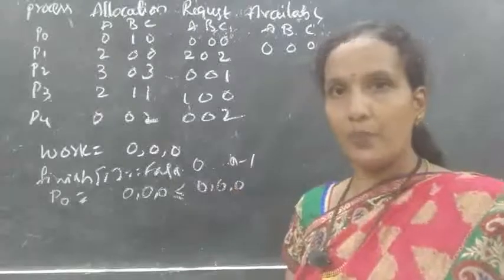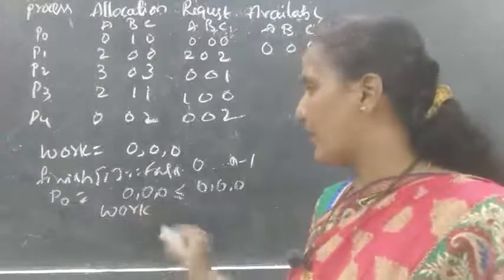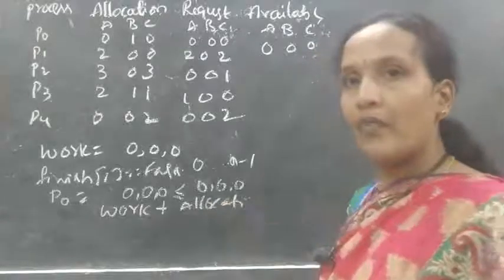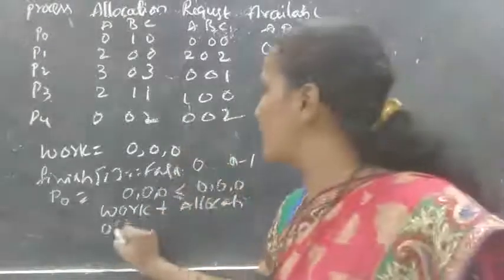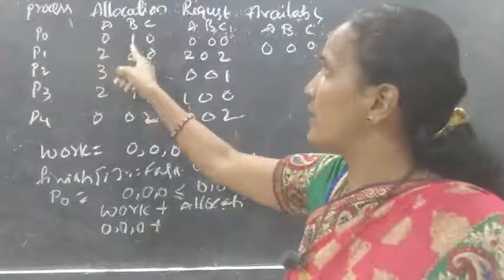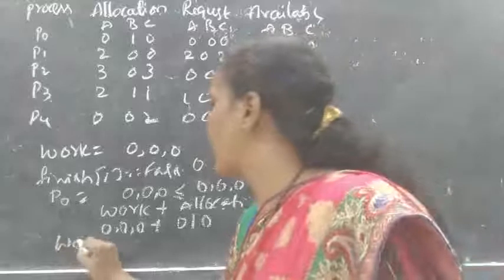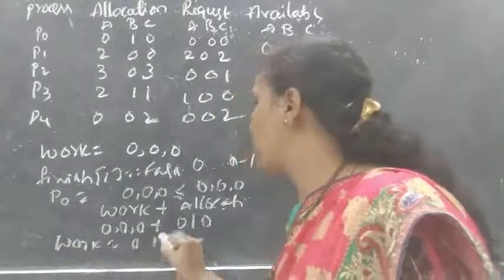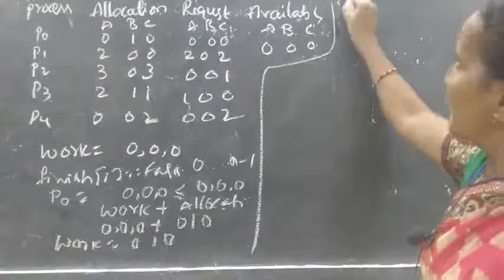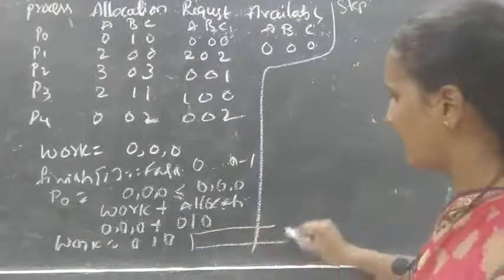If the condition is true, then work equals work plus allocation. Understood? Work equals 0, 0, 0 plus allocation. How many resources are allocated to this process? 0, 1, 0. Now work equals 0, 1, 0. Now you need to find the second process, step 2. Here you can draw one Gantt chart. How many processes do we have?